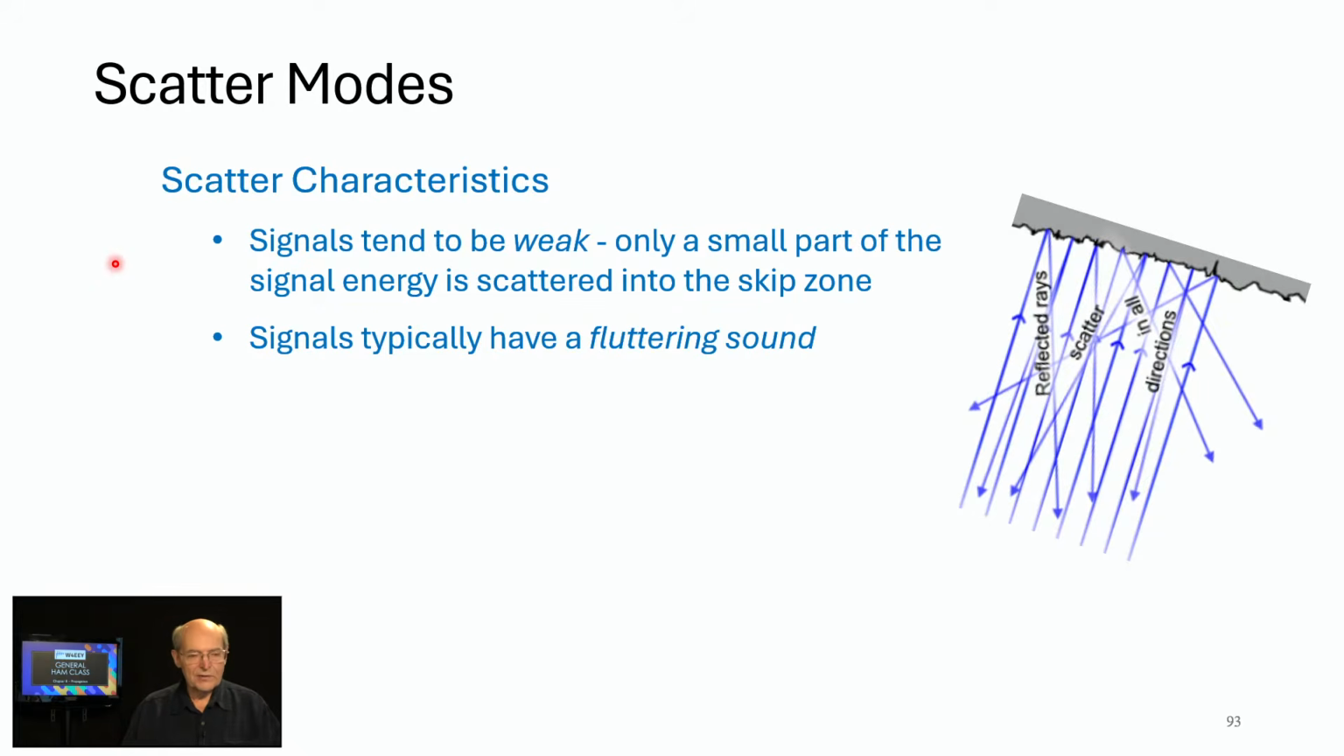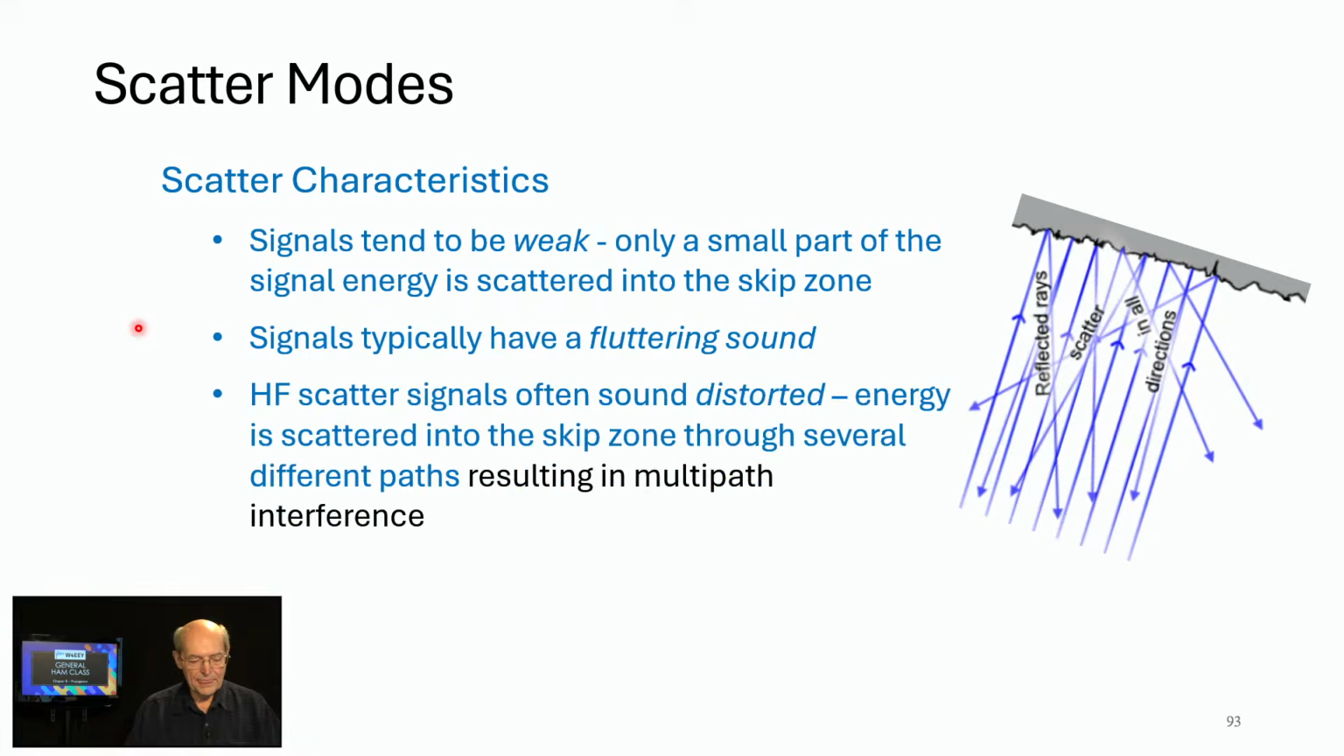Signals typically have a fluttering sound. That's kind of a weird sound, but on CW you can make it out. And HF scatter signals often sound distorted. Energy is scattered into the skip zone through several different paths, which we've illustrated over here, resulting in multipath interference. But at least it might be possible to communicate.